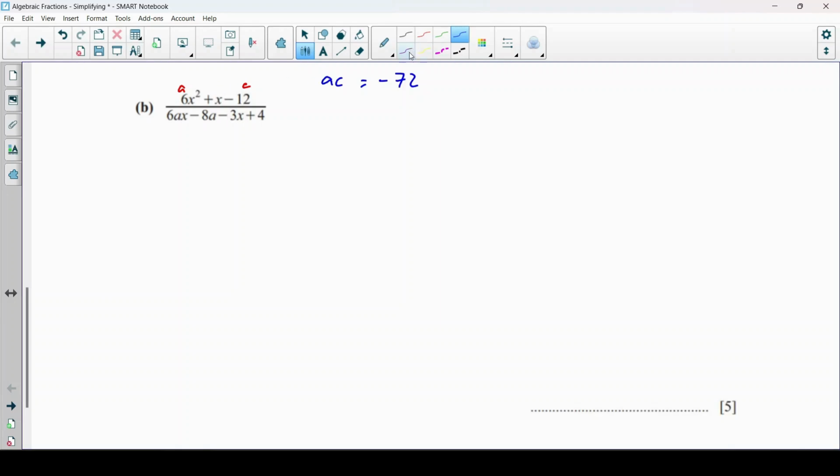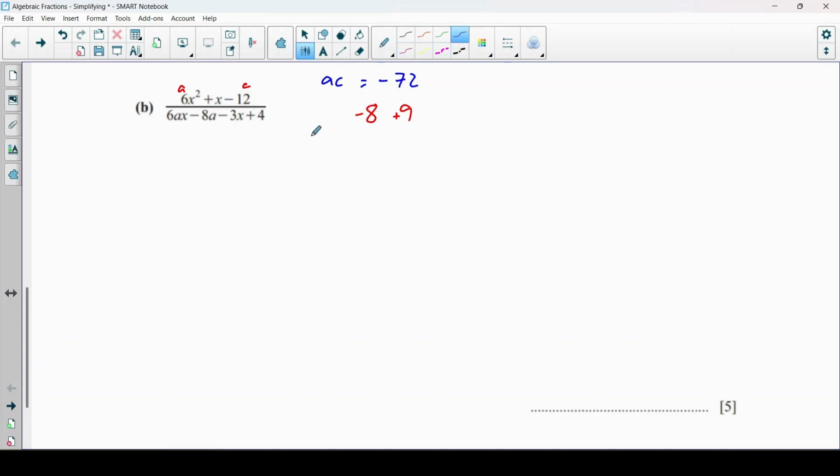Okay, so those 2 numbers, one has to be positive, one is negative. I'm thinking 8 and 9. Okay, 8 times 9 is 72. The difference between them is 1. To make plus 1, I want that one to be positive and this one to be negative. Minus 8 plus 9 gives us x.